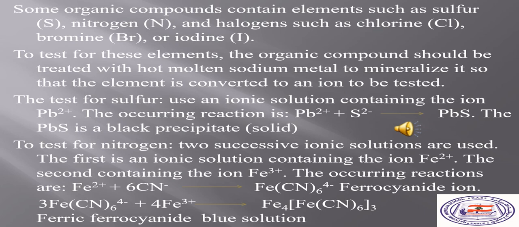Now, once you have this reaction taking place in a test tube, you will conclude that the organic compound contains the element sulfur. If you treat an organic compound with an ionic solution containing Pb2+, and you don't get a black deposit, this means that the organic compound does not contain the element sulfur.